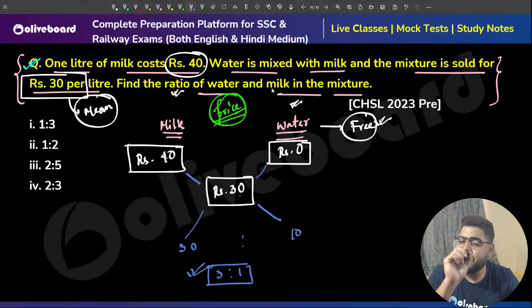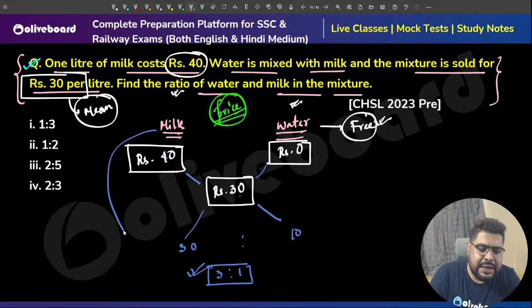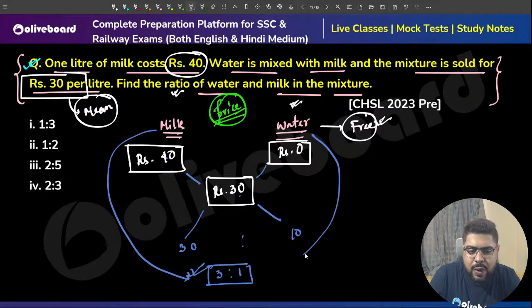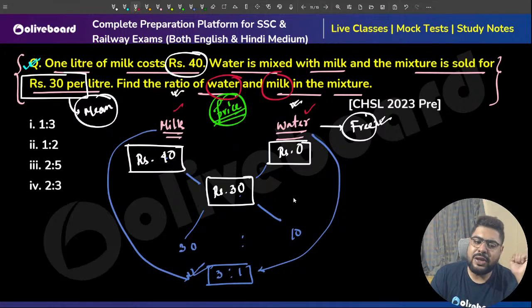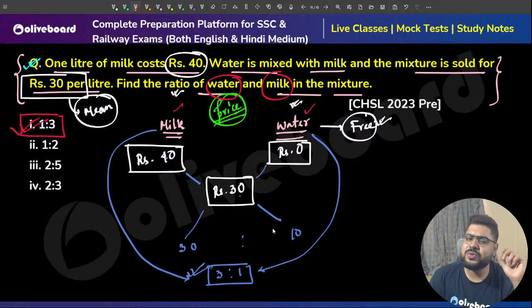Now the question, please understand, this is a little tricky, sir. This is milk is to water, so they are asking water is to milk. How to do that? Water is to milk will be 1:3, just the opposite. If milk is to water was 3:1, water is to milk will be 1:3. That is all there is.